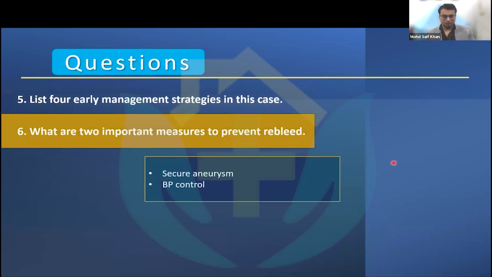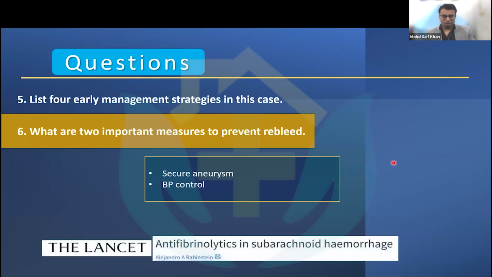What are important measures to prevent rebleed? The first and foremost, you need to say secure the aneurysm, either by employing the new radiological interventions, interventional radiology, coiling or embolization, or you need to go for clipping. And BP control is a must. You need to target systolic blood pressure between 140 to 160 millimeters of mercury. Regarding antifibrinolytics, the papers before 2015, even 2018, were saying that antifibrinolytics should be given, especially in early cases, less than 72 hours.